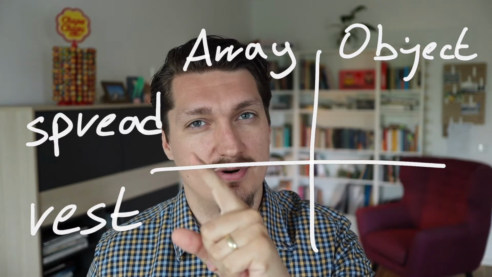Let's start with the upper left, array spread. So where can you use array spread? There are actually only two places where you can use that. The first one is array literal. That means when you create a new array using the square brackets notation. And you can use it multiple times in there even.